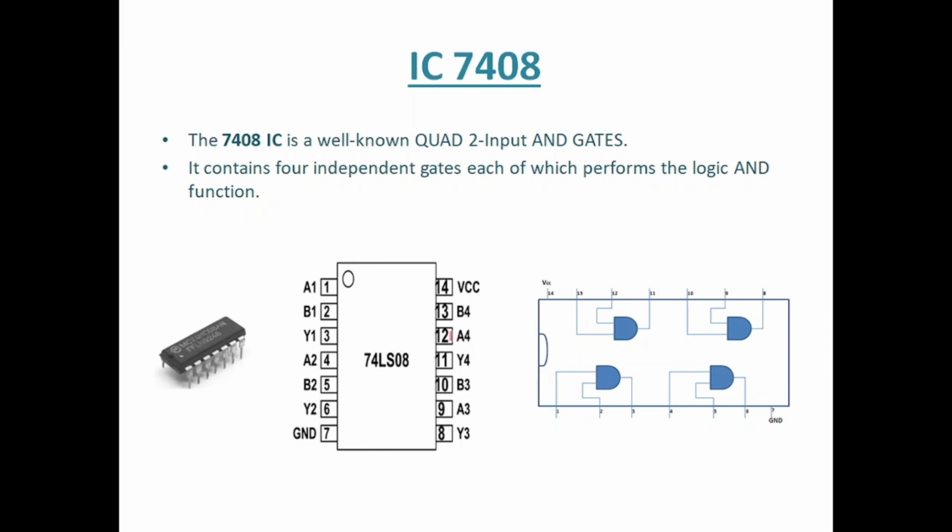There are 14 pins, with ground and VCC, and other pins are used as input and output for the AND gate. And finally, I have shown here how these 4 gates are placed inside this IC. So simultaneously 4 AND gates can perform their function.